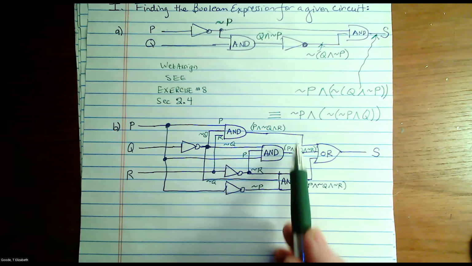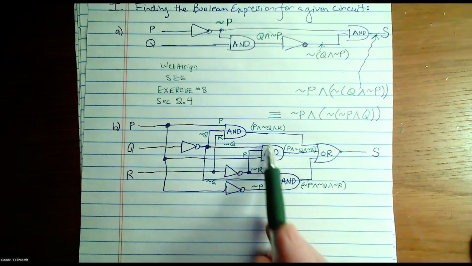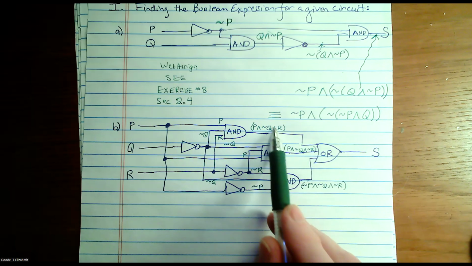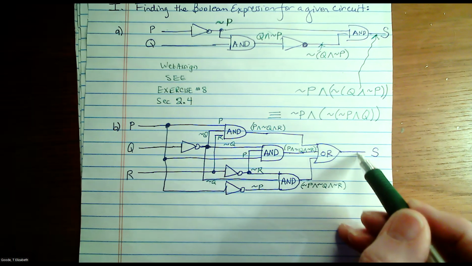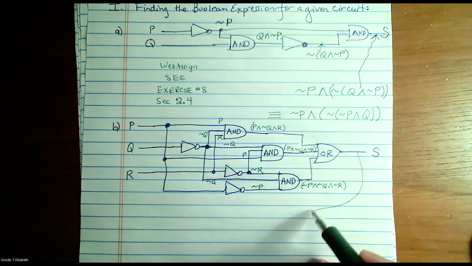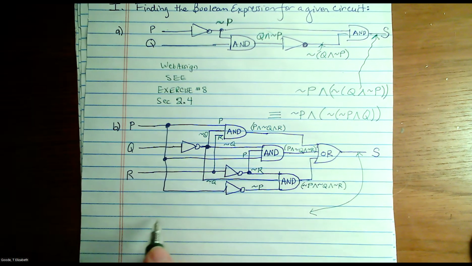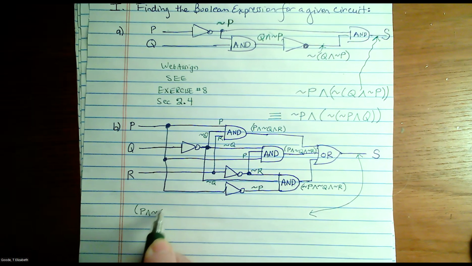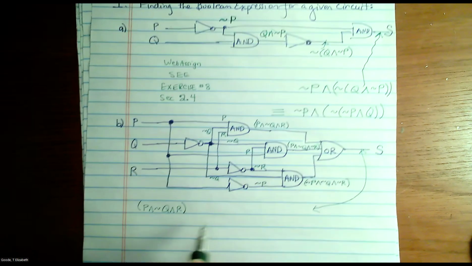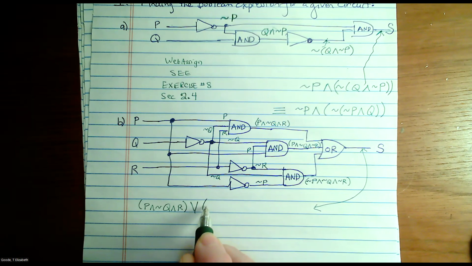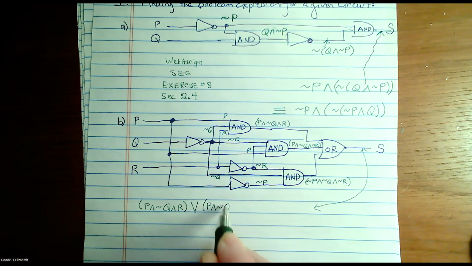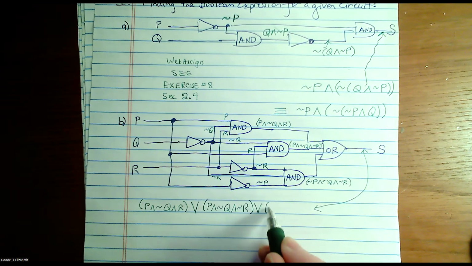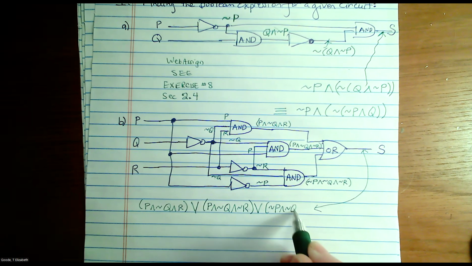Now we're almost there. Now we've got these three expressions. These outputs from these AND gates are being fed into a big old fat OR gate. That means all these are getting ORed together. So our final answer is what? P and not Q and R, or P and not Q and not R, or not P and not Q and not R.